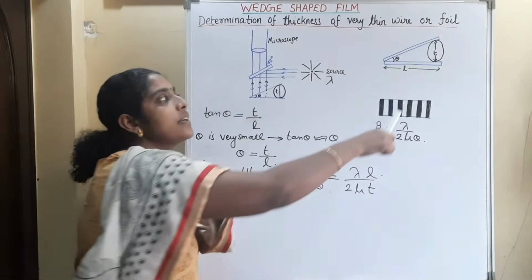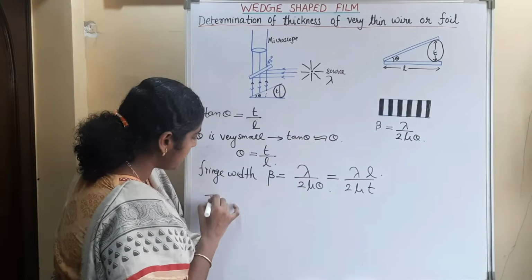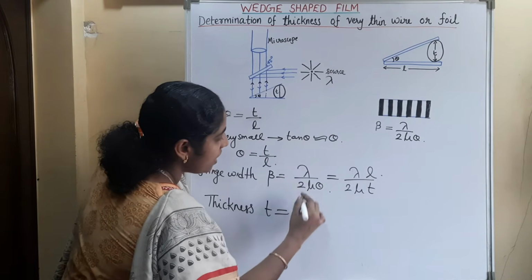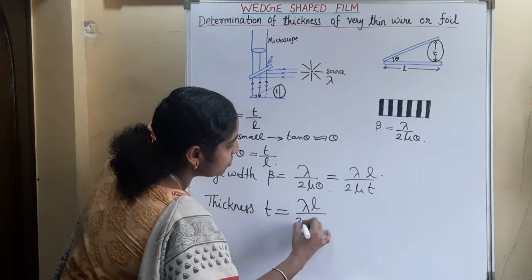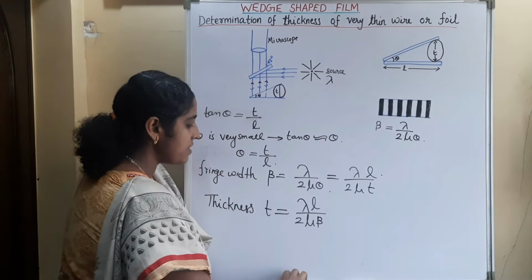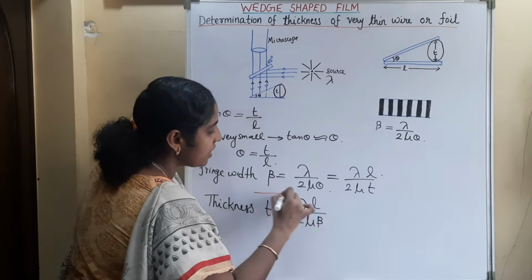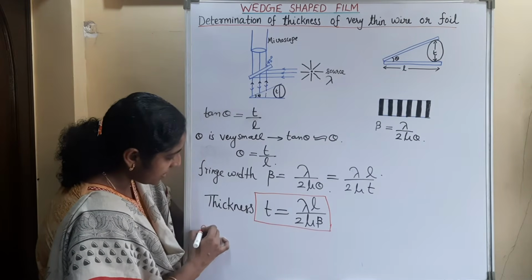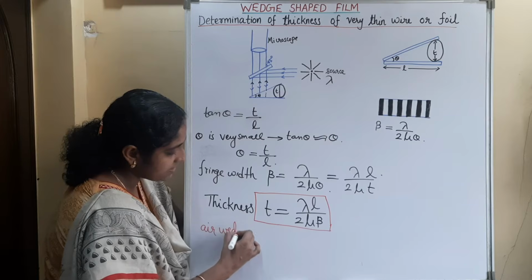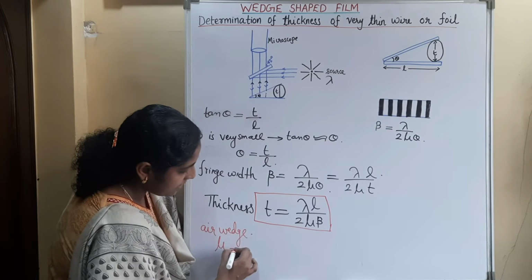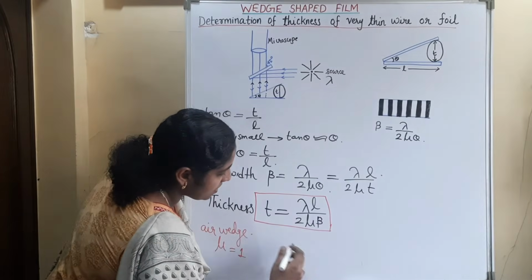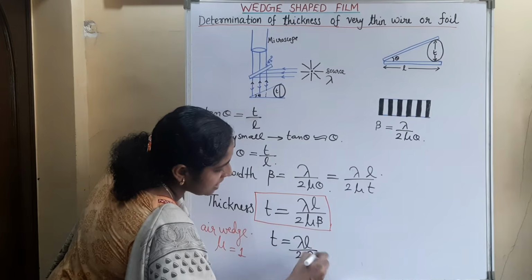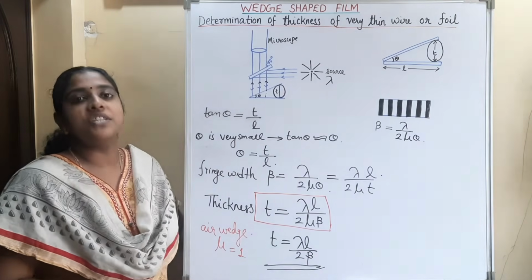What we want to find out here is the thickness of this material. So what is the thickness or diameter of that material? That is T equal to lambda L divided by 2 mu beta. Using this expression, we can find out the thickness of a material with the help of a wedge-shaped film. If we are considering an air wedge, as we usually do in experiments, then mu is equal to 1. Then the expression becomes T equal to lambda L divided by 2 beta. So this is the application of wedge-shaped film.